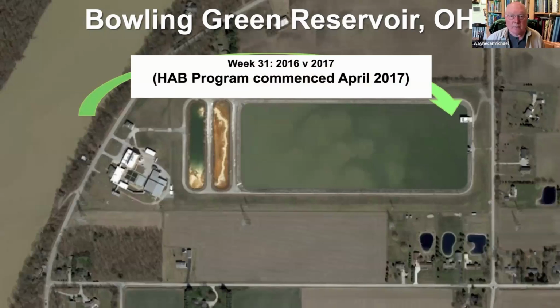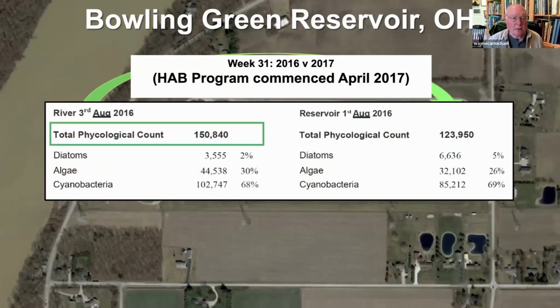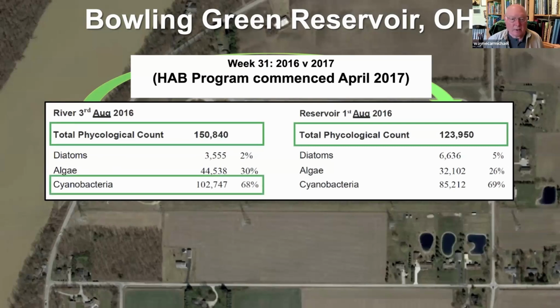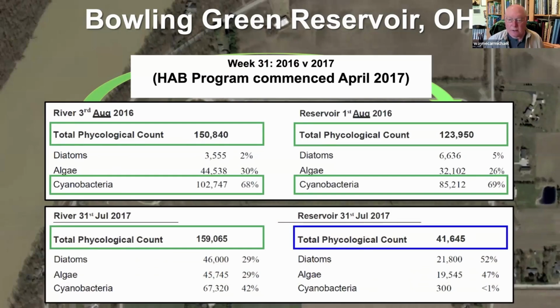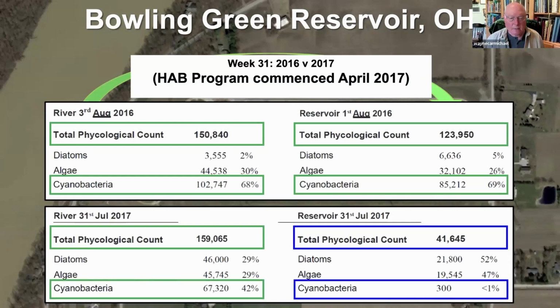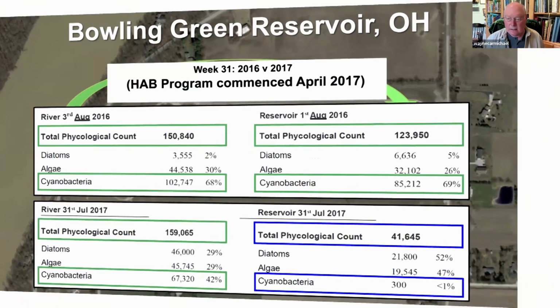So in 2016 versus 17, I'll show you the results. The program commenced April of 17. In August of 2016, the phytoplankton and the phycological count was 150,000 in the river, and in the reservoir, 124,000. 68% of that was cyanobacteria in the river, and 69% of that was cyanobacteria in the reservoir. That was unacceptable. Following treatment, July of 2017, the total phycological count was 160,000 in the river, and in the reservoir reduced to 41,000. Cyanobacteria went from 42% in the river in 2017 to less than 1%.